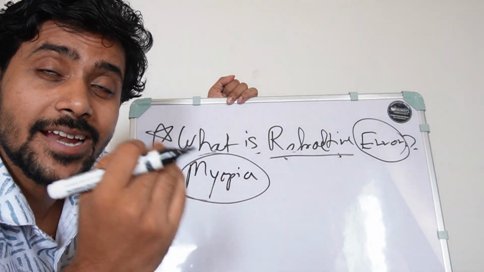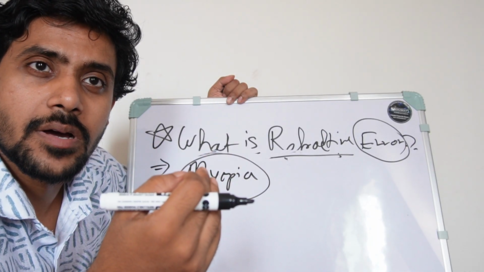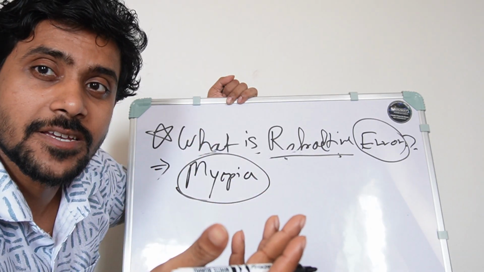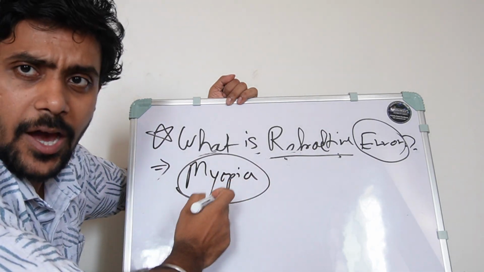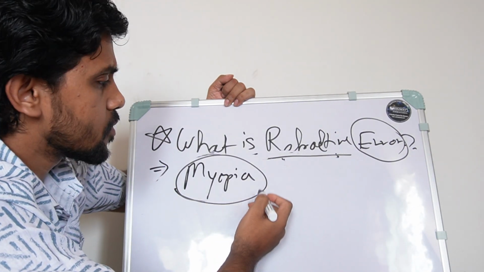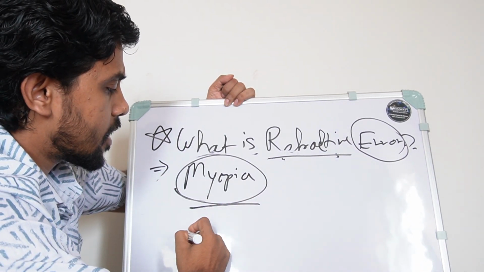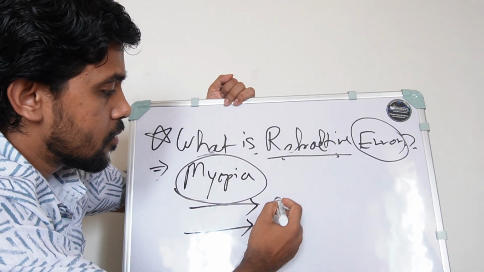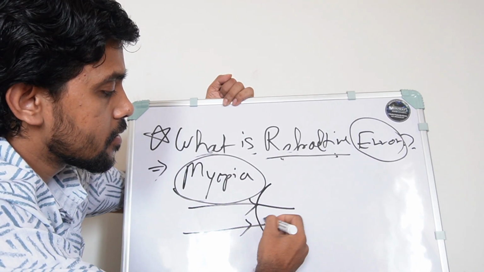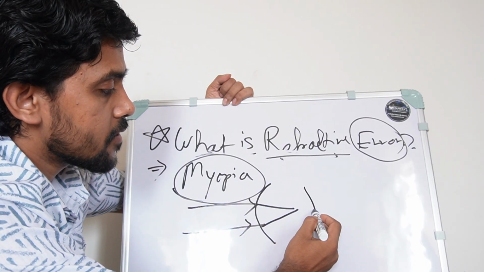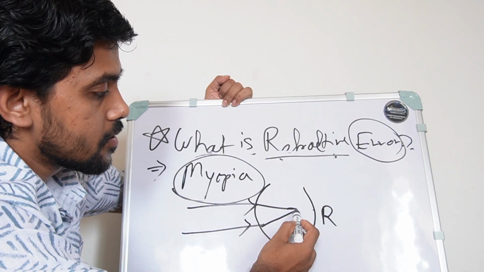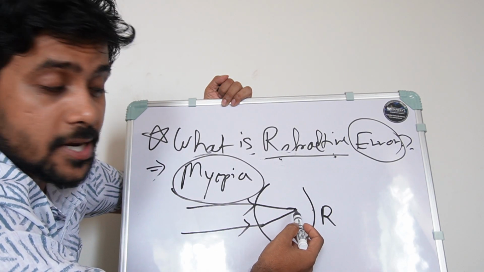It is just because of excessive near work, excessive screen work, and not doing any kind of outdoor activity. That is why this scenario is coming. Now, what is the scenario of myopia? Myopia is when the parallel light rays are not focusing on the retina, they are focusing in front of the retina. If this is the retina, this is R, they are focusing in front of the retina.